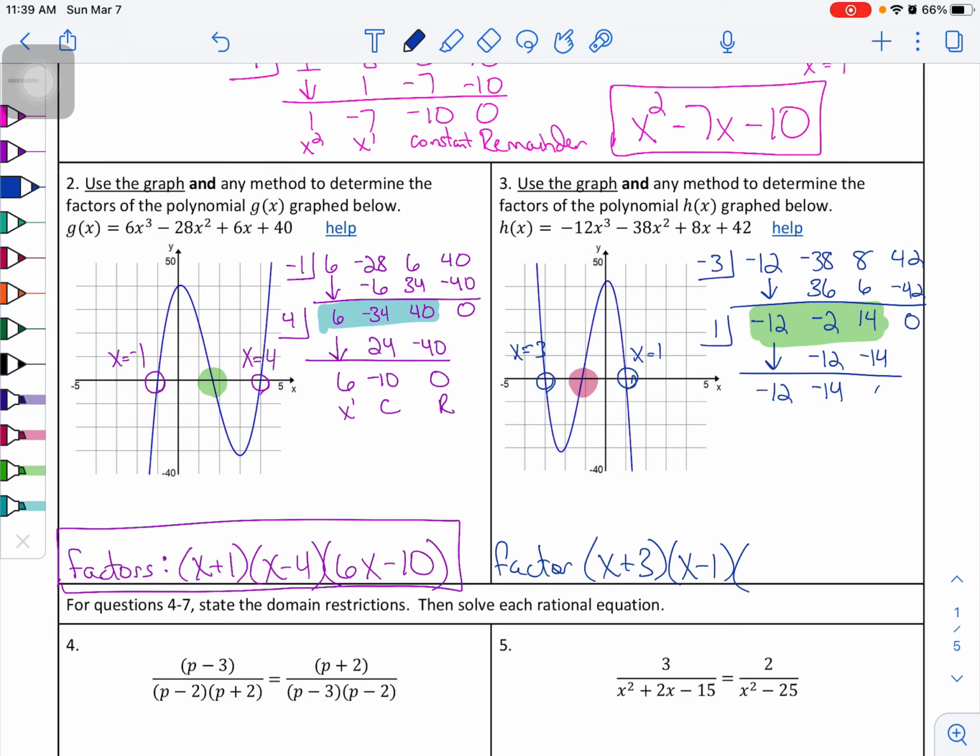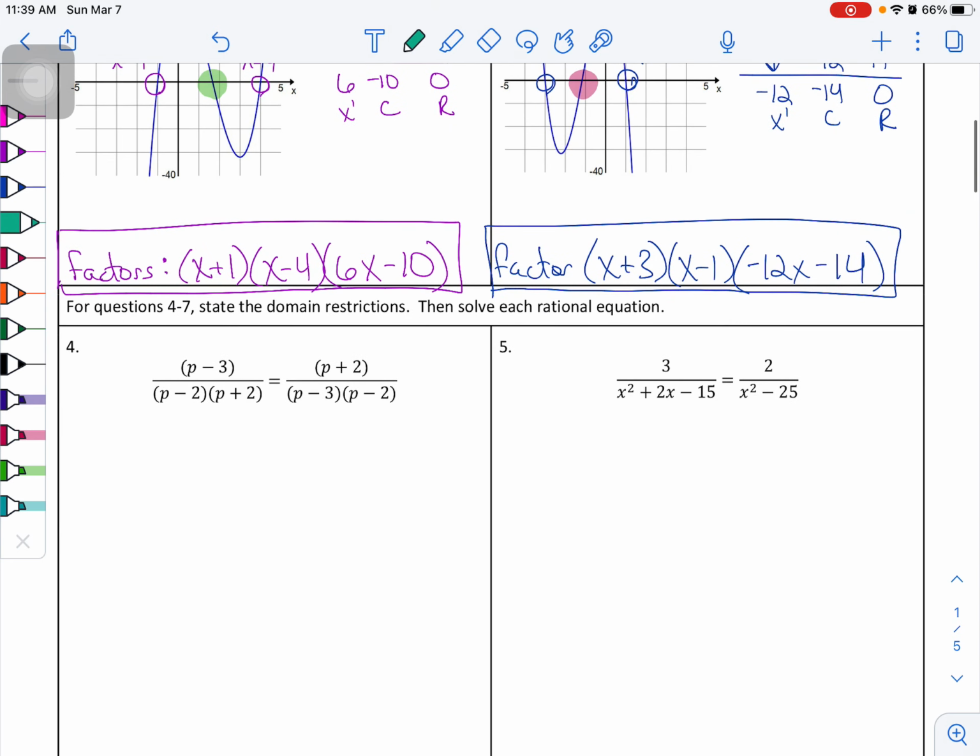Little space to work. Drop that first one straight down. So that's going to be negative 12. That's negative 14, which is a remainder of 0. So remainder constant, x to the first. So negative 12x minus 14 is my other factor. There we go. All right, so those are kind of the review questions from last unit.